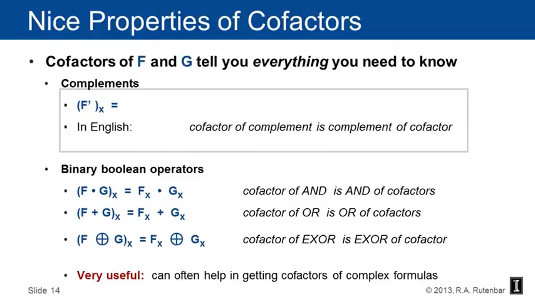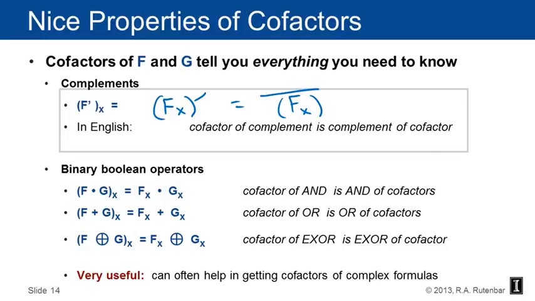So, for example, suppose I take f and I complement it, and then I would like to do the positive cofactor operation. What is that? It turns out that the other thing I could do is I could take f and cofactor it first, and then I could complement the whole thing. And in English, I'm writing it underneath: the cofactor of the complement is the complement of the cofactor. So it doesn't matter what order I do it in. I get to do it in whichever order makes the calculation easier.